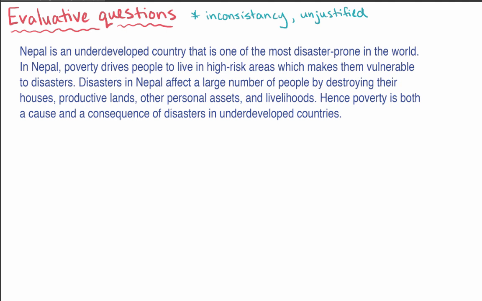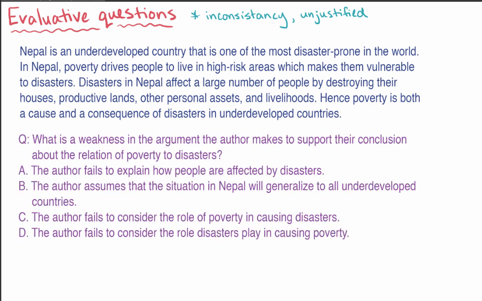A possible question asking you to evaluate the author's reasoning would be, what is a weakness in the argument the author makes to support their conclusion about the relation of poverty to disasters? Option A, the author fails to explain how people are affected by disasters. Option B, the author assumes that the situation in Nepal will generalize to all underdeveloped countries. Option C, the author fails to consider the role of poverty in causing disasters. And option D, the author fails to consider the role that disasters play in causing poverty.